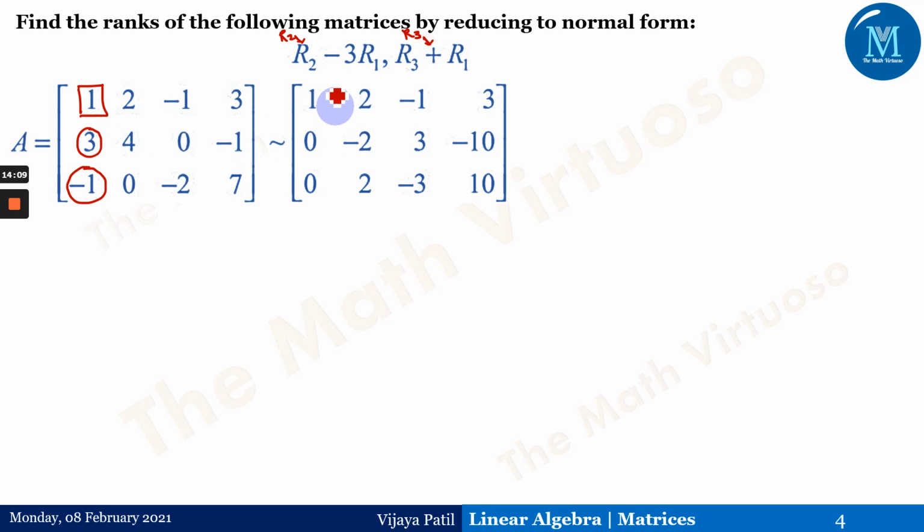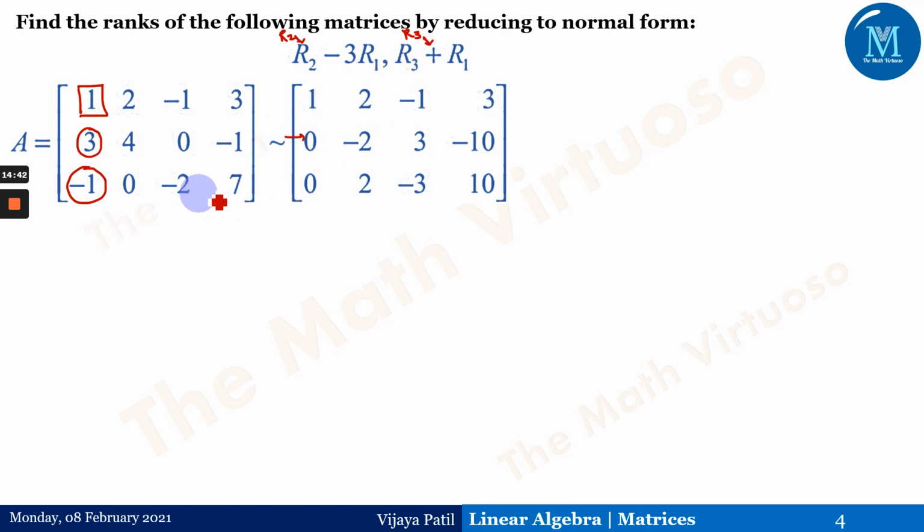R2 is changing to R2 minus 3 times R1. So 3 minus 3 is 0, 4 minus 6 gives us -2, 0 minus of minus, so plus 3, gives us 3 here, right? Then -1 minus 9 gives us minus 10. First row, no change, so this is the change in R2.